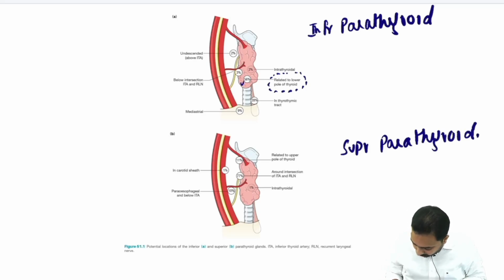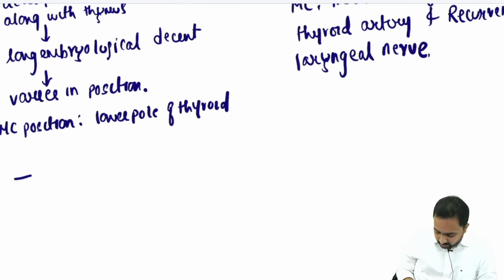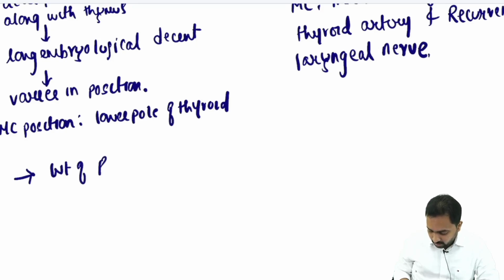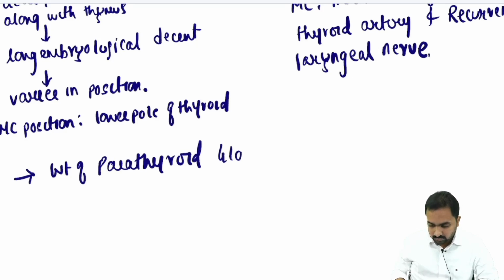the most common location is around the intersection of the inferior thyroid artery and the recurrent laryngeal nerve, which is around 77%. Now, to wrap up the surgical anatomy, a few times a question has been asked regarding the weight of the parathyroid gland, which is around 30 grams.